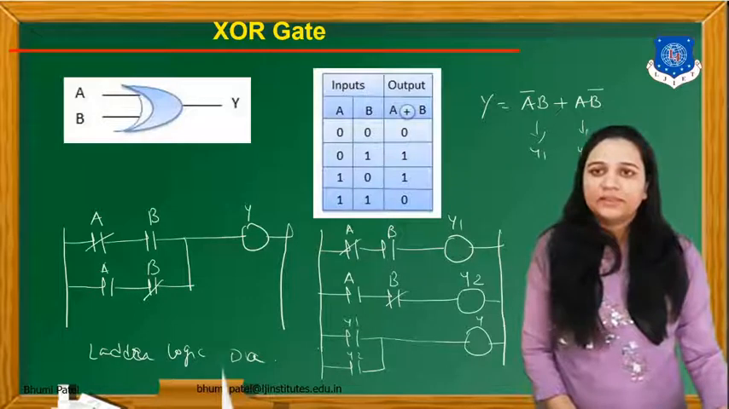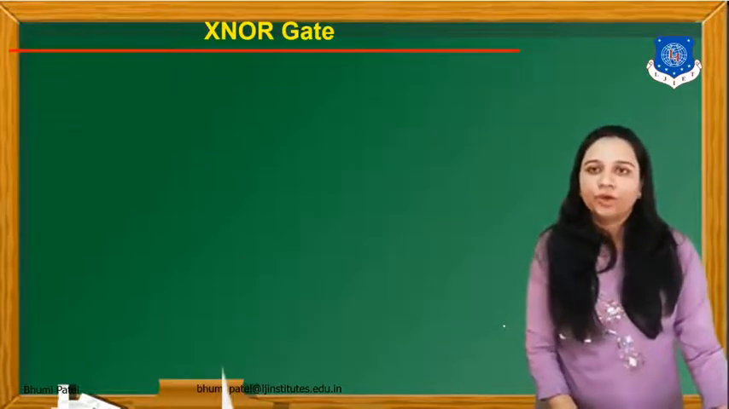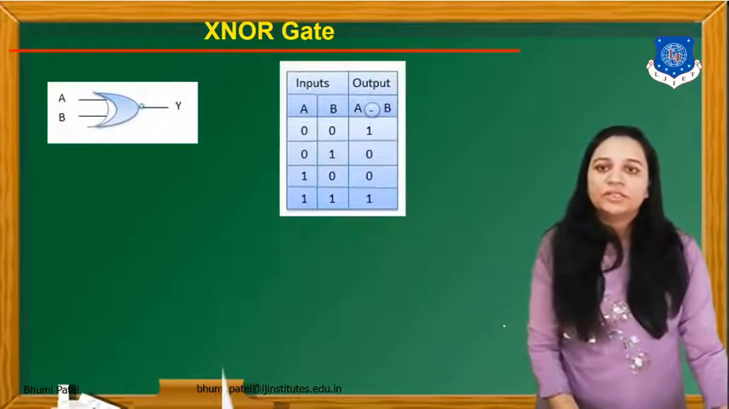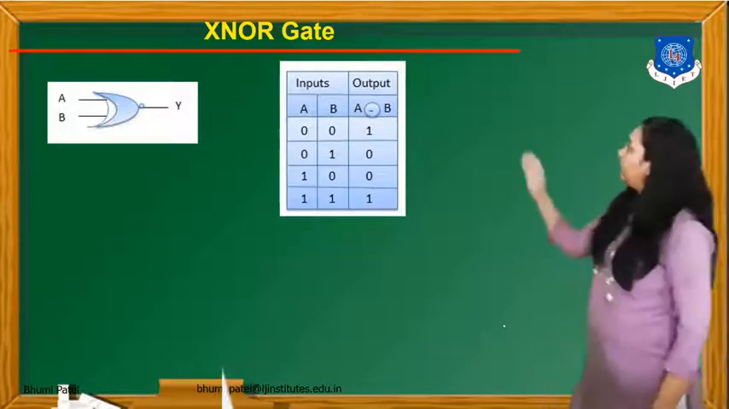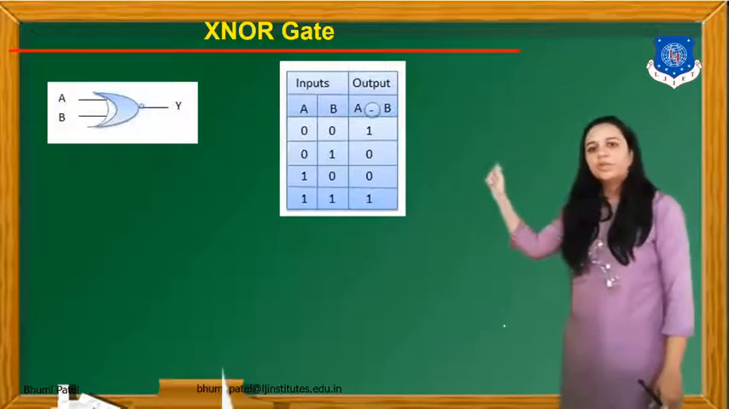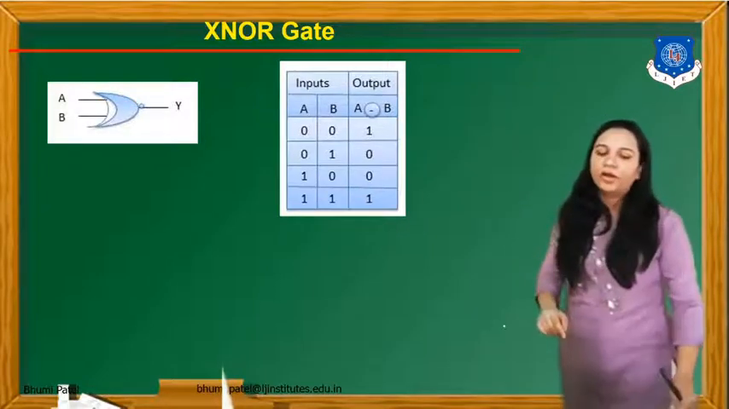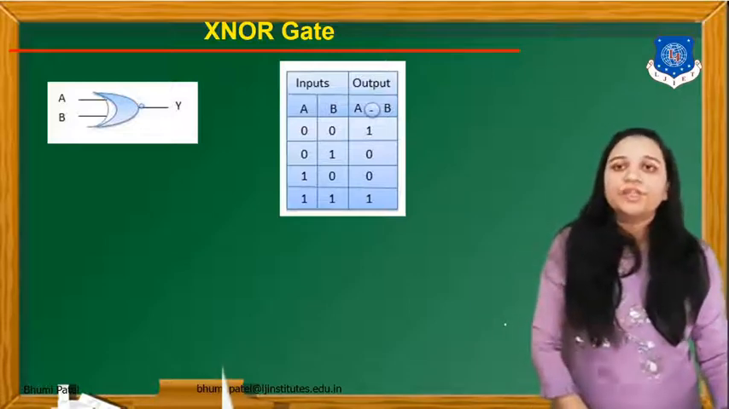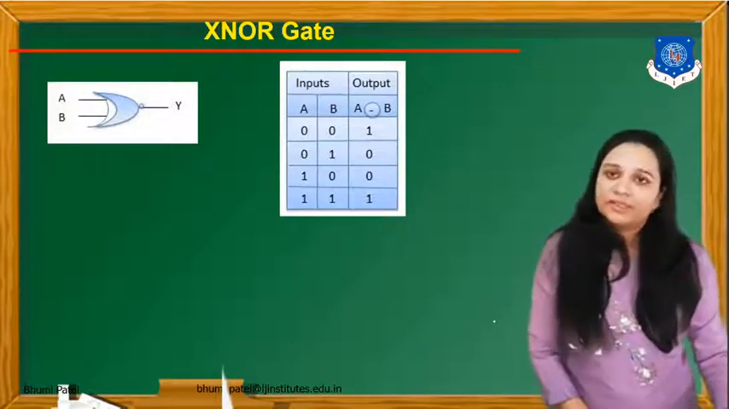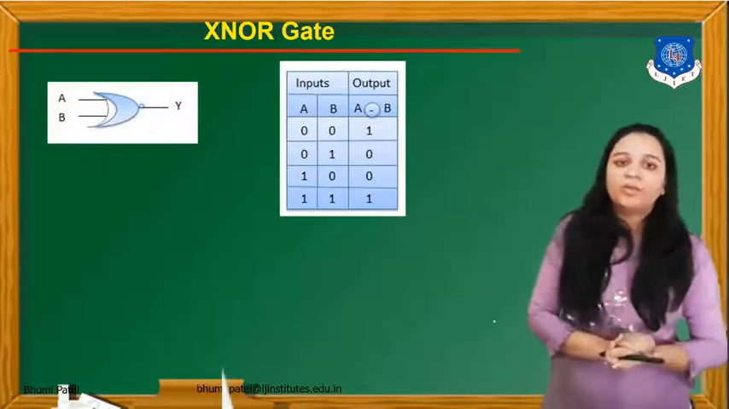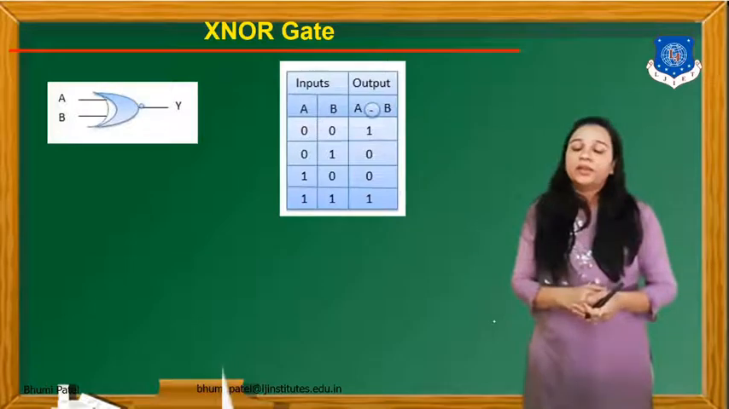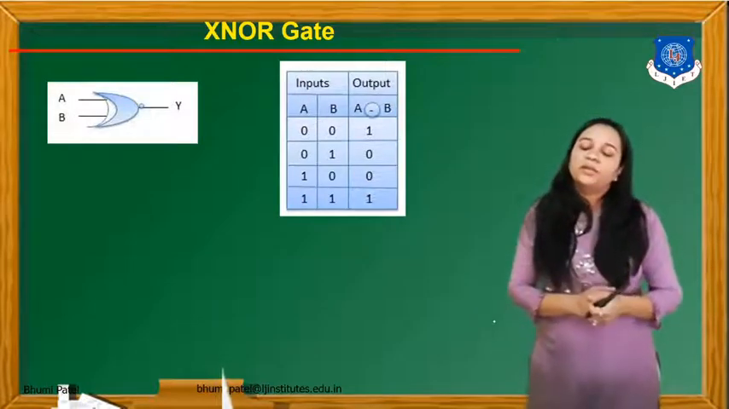And the last gate is the XNOR gate. This is the complement of the XOR gate. This is the truth table of the XNOR gate with inputs A, B and its output. For 0, 0 it is 1; for 0, 1 it is 0; for 1, 0 it is 0; and for 1, 1 it is 1. So using the different logic gates, we have to draw a ladder logic diagram for this system. Now what is the ladder logic diagram of the XNOR gate? First of all, we put the XOR gate, and then we simply complement this output.